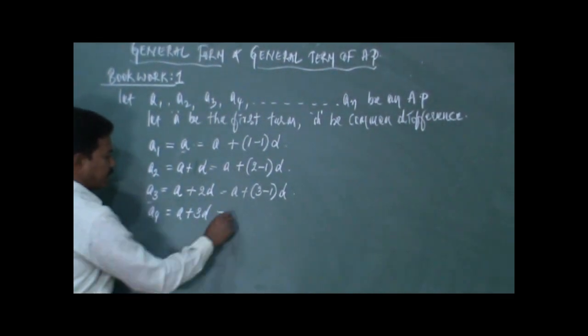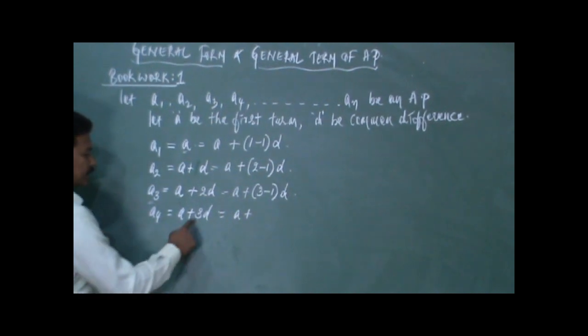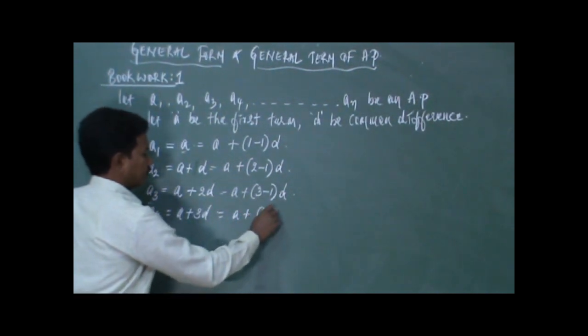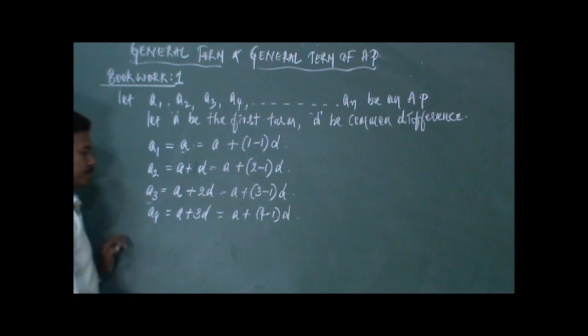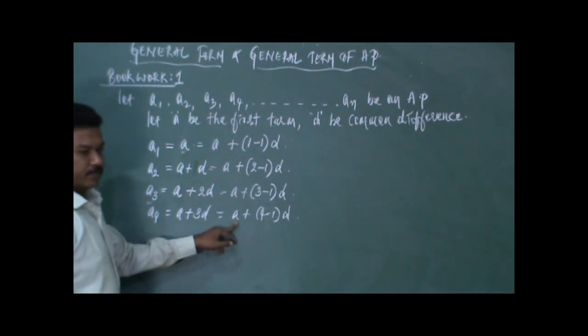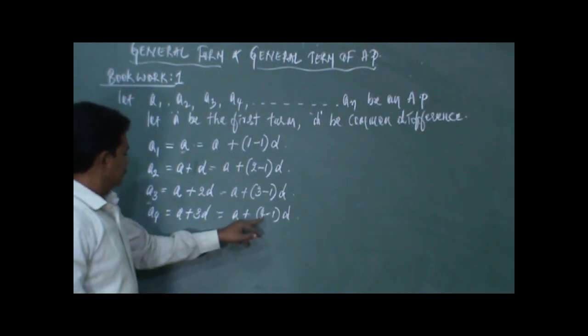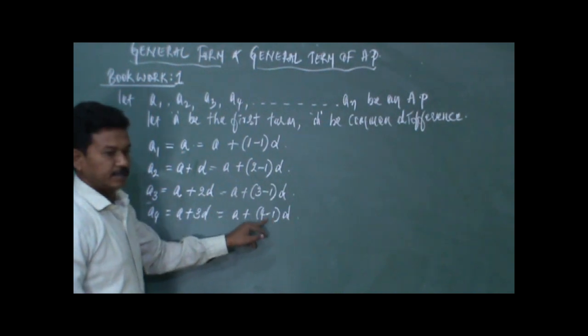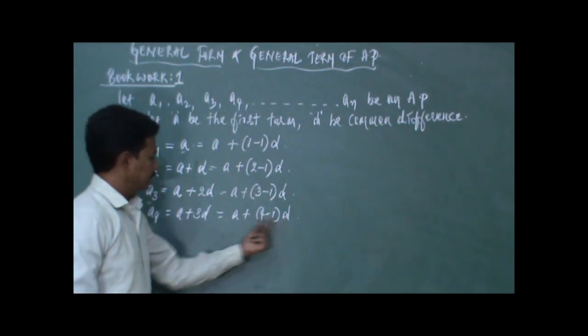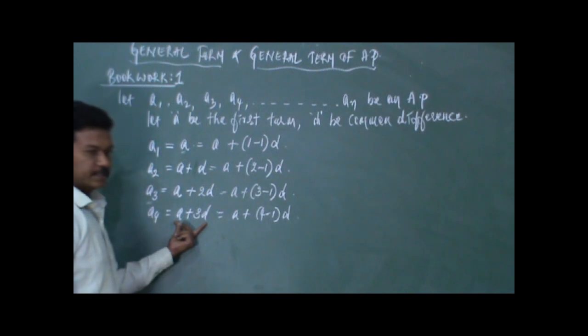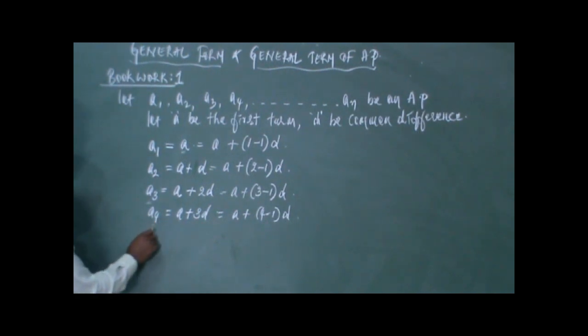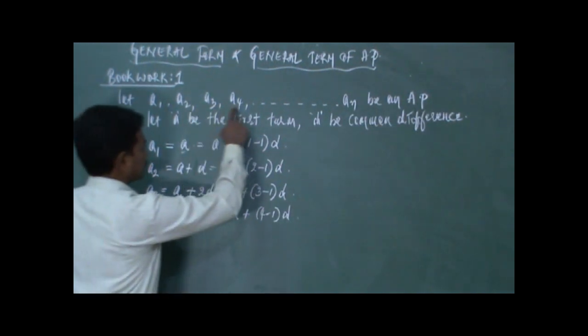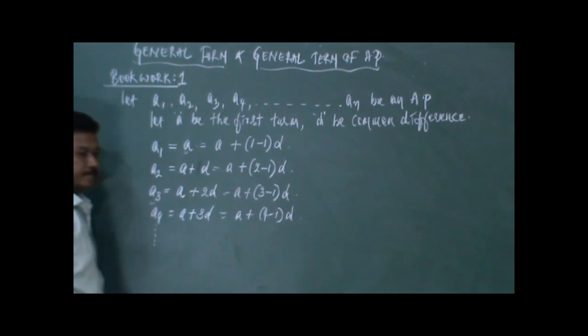So this becomes a plus 3d, which can be written as a plus 4 minus 1 into d. This is how we get the fourth term. 4 minus 1 is 3, 3 into d, 3d. 3d plus a is a plus 3d. So similarly, when I come down, at last I am having the nth term.